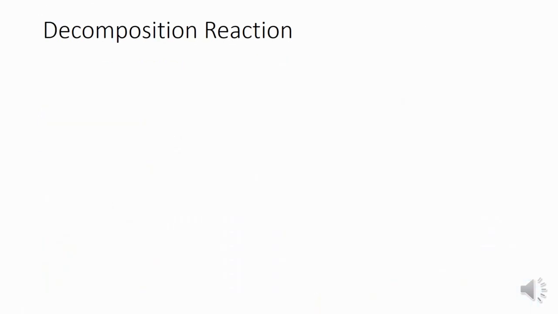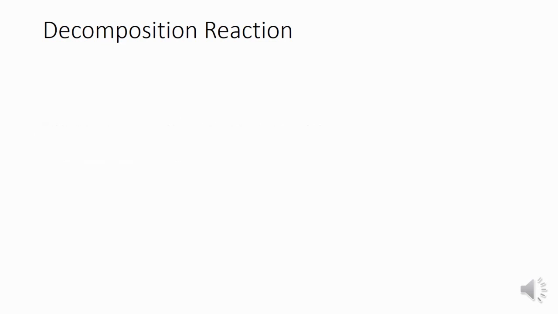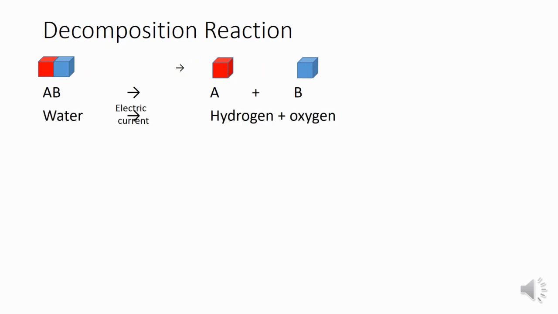Decomposition reaction. It is just the opposite of combination reaction. Here, one reactant breaks up to form two or more products. So, a reactant AB breaks up to form A plus B, as in the case of water, which on passing electric current through it gives hydrogen and oxygen. We can balance the equation by putting 2 in front of water and hydrogen.